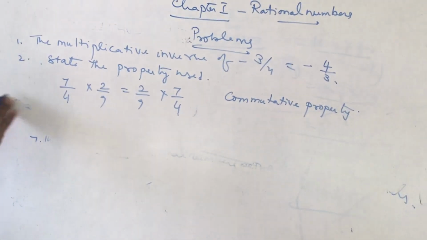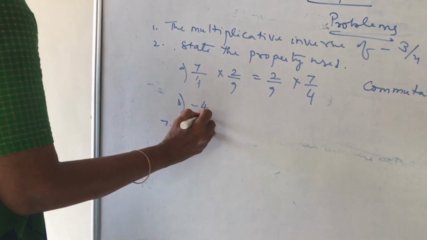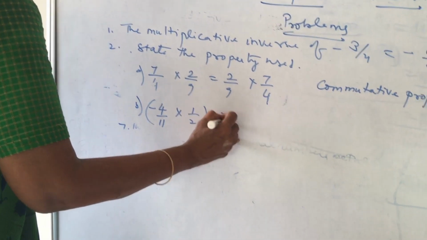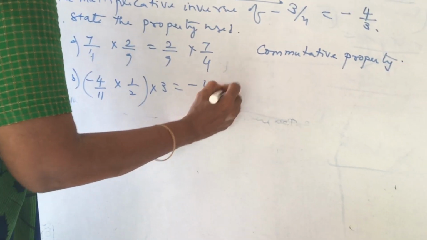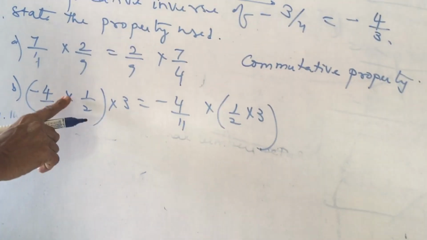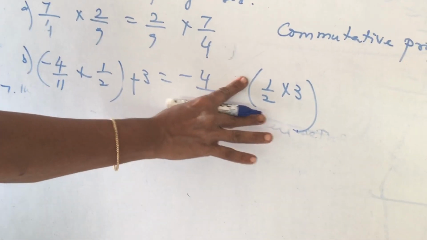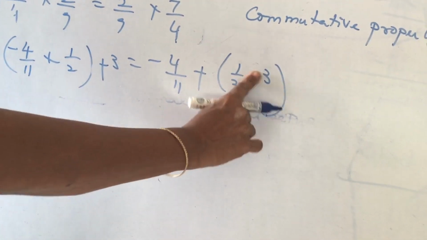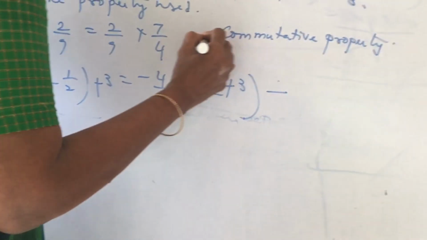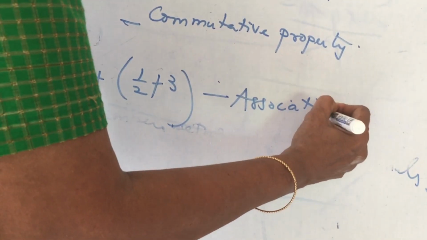Third, bit. Minus 4 by 11 into 1 by 2 into 3 is equal to minus 4 by 11 into 1 by 2 into 3. Three numbers are involved, children. When three numbers are involved, can you guess the property, children? It is associative property.